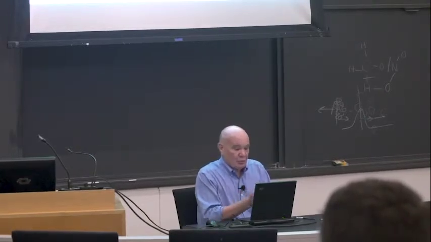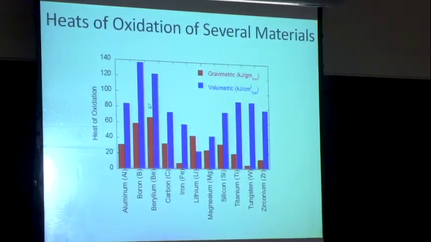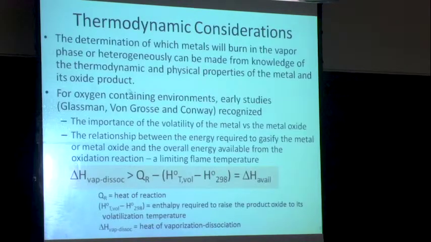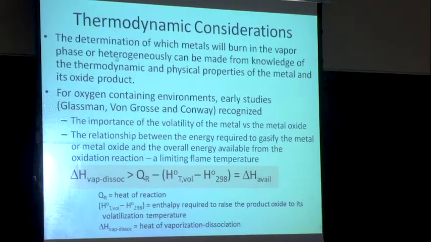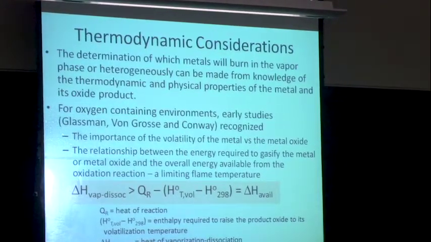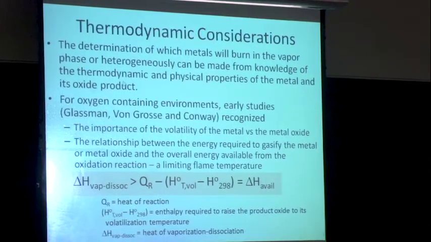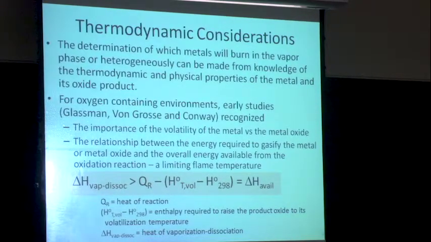And so the question might be, well, if I look at these different metals, how do they burn, okay? And you can do that very easily by looking at some simple thermodynamics. And in fact, to determine whether it burns in the vapor phase or heterogeneously, knowledge of some of the physical properties and thermodynamic properties about the metal and metal oxide is very useful. For example, if I see that the metal vaporization temperature is lower than that of the metal oxide that it forms, typically it's going to burn in the vapor phase. If I see the opposite, where the solid compound has a higher vaporization temperature than its final product, then I'm going to see it burn as a heterogeneous particle.